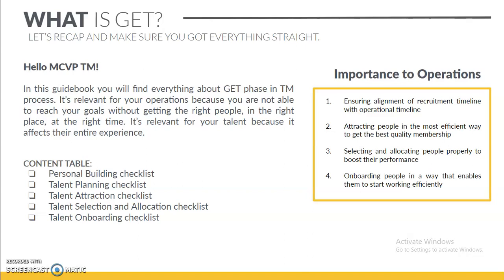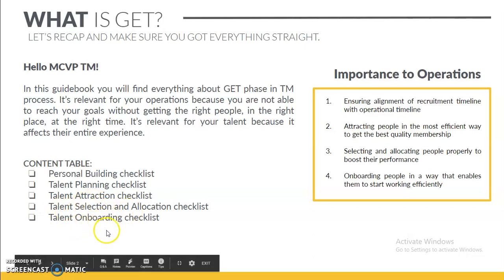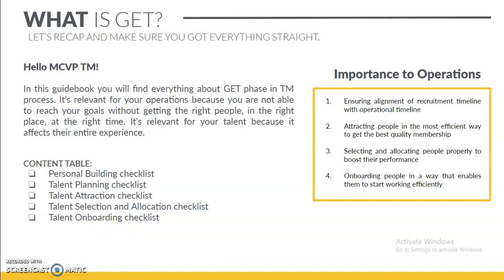So step by step, running the Get process means, first of all, building a persona, then running talent planning, then having talent attraction, talent selection and allocation, and then running onboarding. These are step by step the points that we're going to go through in this video, and you have, again, I repeat, the possibility to check individually PPTs explaining each one of these steps.